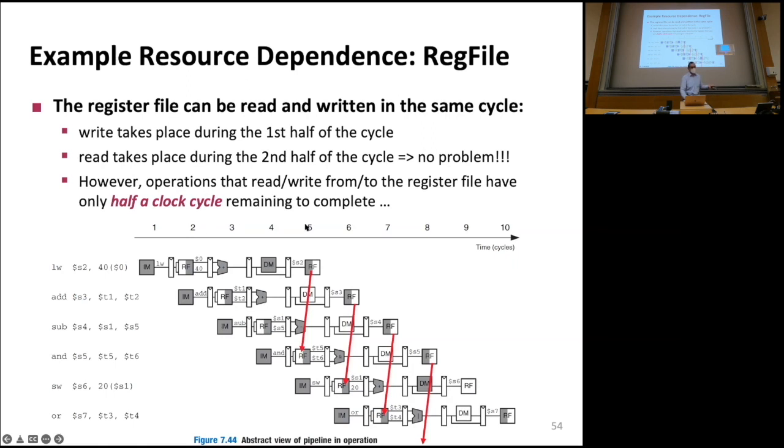But the downside is operations that read or write to the register file have only half a clock cycle remaining to complete. So what does this mean? Basically, if you're reading over here, you only have half a clock cycle. If you want to do something more over here, you have only half a clock cycle to be able to do that, right? Okay, so this will be more clear when we look at some examples soon. But keep this in mind.